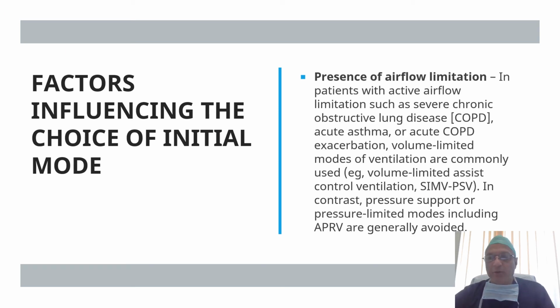If there is airflow limitation in a patient, like in the presence of chronic obstructive lung disease or acute asthma or acute COPD exacerbations, volume limited modes of ventilation are commonly used. In contrast, pressure support or pressure limited modes including APRV are generally avoided in such patients.